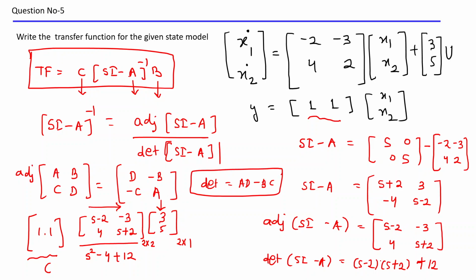S minus 2 into S plus 2, plus 12. Minus minus is plus, so it's plus 12, right? So this will be minus 4 plus 12, which will be 8, right? You are saying that, right? This will be S square plus 8, right?